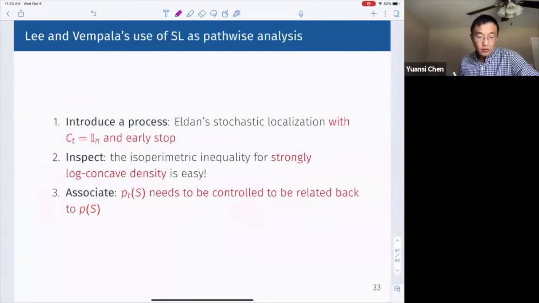Okay, so we can also see Lee and Vempala's use of stochastic localization as a type of pathwise analysis. Your process will be an stochastic localization with control matrix identity, but this time you have to early stop, because if you run too long, then you crush the density to a single point. It's not very easy to analyze then.